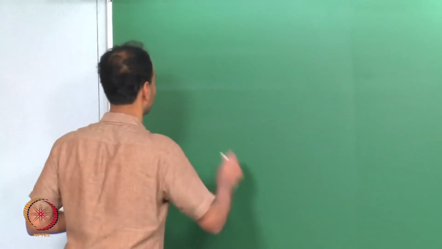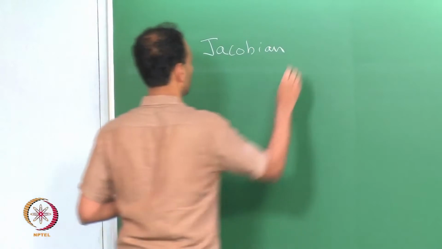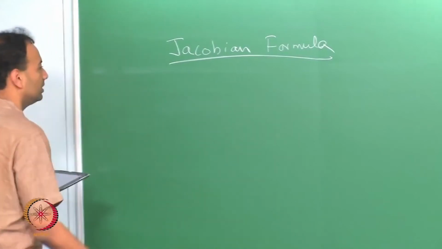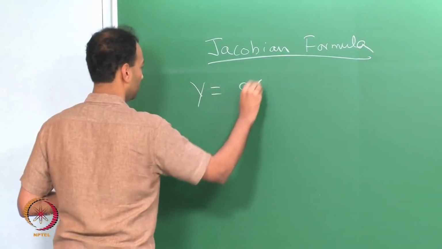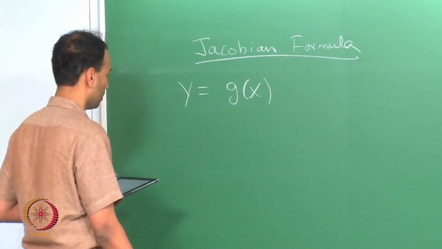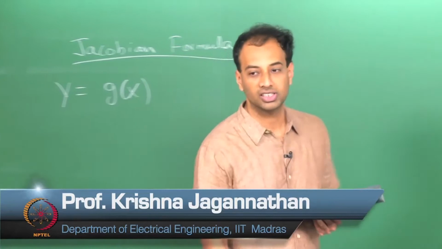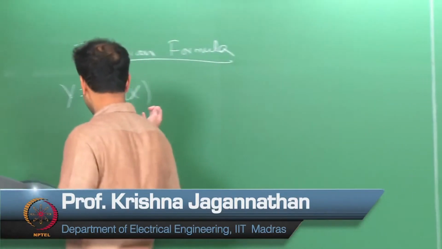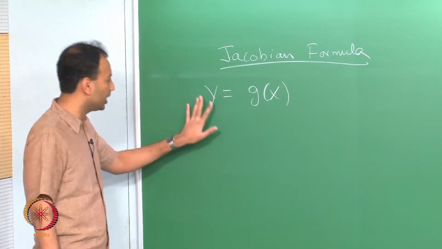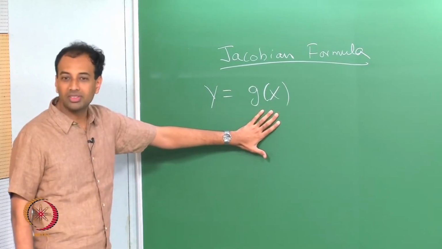Okay, back to transformations. So I will talk about the Jacobian formula. You are considering a transformation y is equal to g of x, and g is a Borel measurable function, right. So last class we showed from first principles how we can obtain the CDF of y given the probability law of x, and we worked out some examples, right.